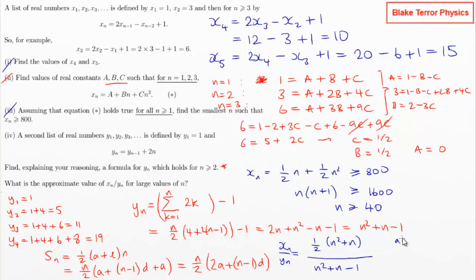Right, so as n goes to infinity, we're just going to be left with n squared over n squared. We're going to be left with a half. So xn over yn tends to 1/2. Nice. Okay, that was a pretty straightforward one, I would say.